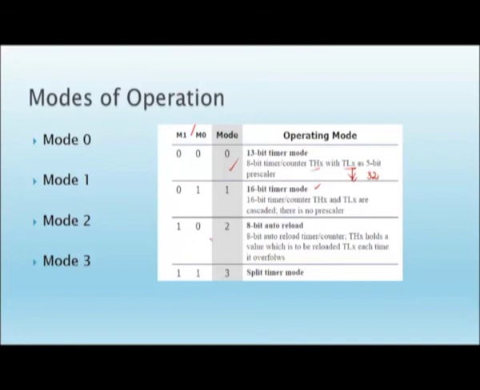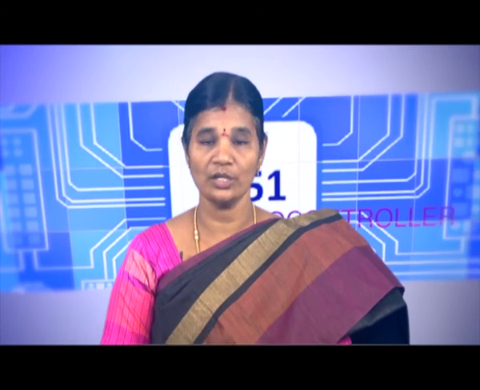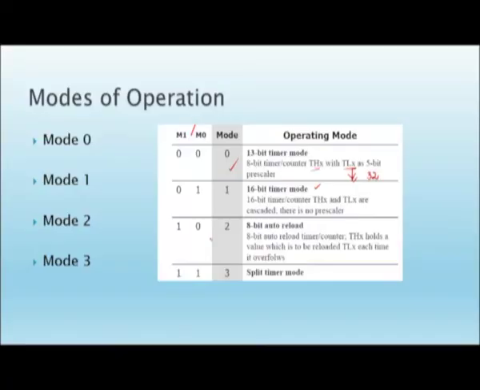Mode 3, when both bit positions are 1 1, is called a split mode because here we use only T0. The T0 register is used as two 8-bit registers, TL0 and TH0. Here the T1 register is not used. Whenever a carry overflow occurs, it automatically activates the TF, the timer overflow flag. The timer overflow flag indicates that the counter has exceeded its size, that is, it has overflowed.